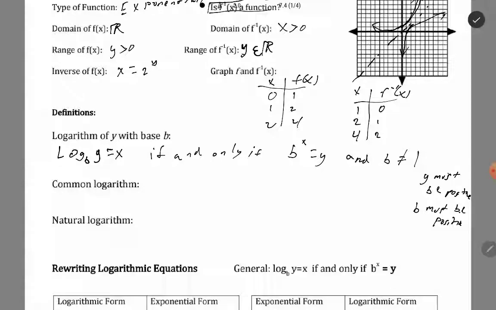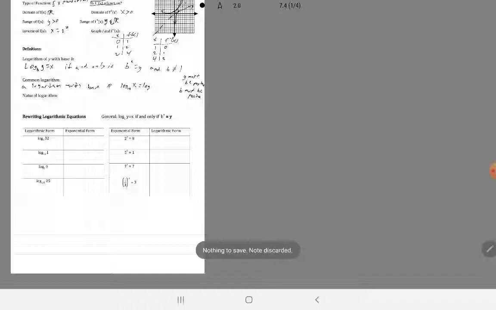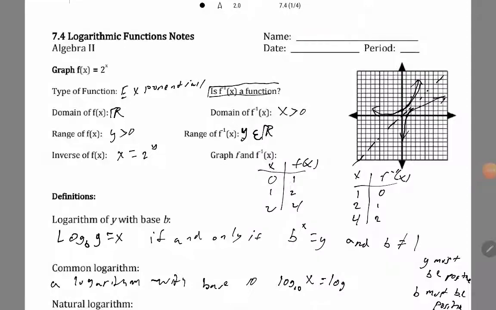Common logarithm. A logarithm with base 10. Which means if I have log of base 10 of x, that is equal to just log of x. So that's why we call it common logarithm. If the base is 10, we just write log. No need to write log base 10. So we just say log of x.